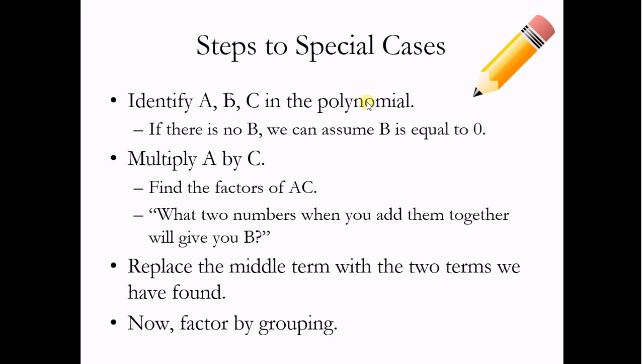So steps to having special cases. What you're going to want to do first, just like last time, you're going to want to identify A, B, and C in the polynomial. If there is no B, we can assume B is equal to 0. So that means if there would be an x squared and just a number, B is going to be 0. Then multiply A by C, find the factors of AC. So basically we're going to do the AC method exactly again.